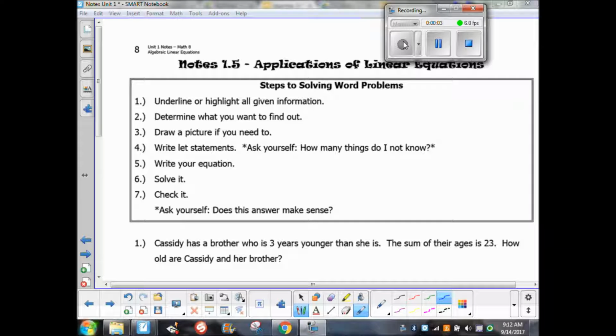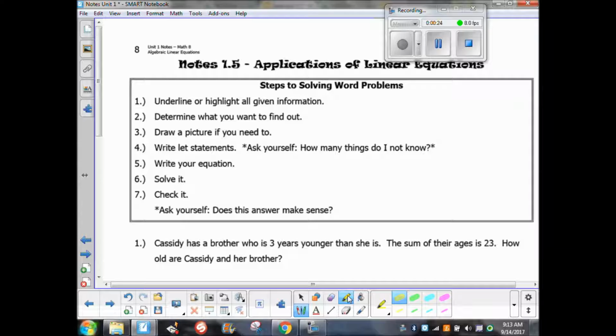Notes 1.5, applications of linear equations. So we got a lot of steps listed out here. What we're going to do is grab a highlighter. In your baskets are some highlighters, or if you have your own. We've got a few words that we want to highlight in our steps.